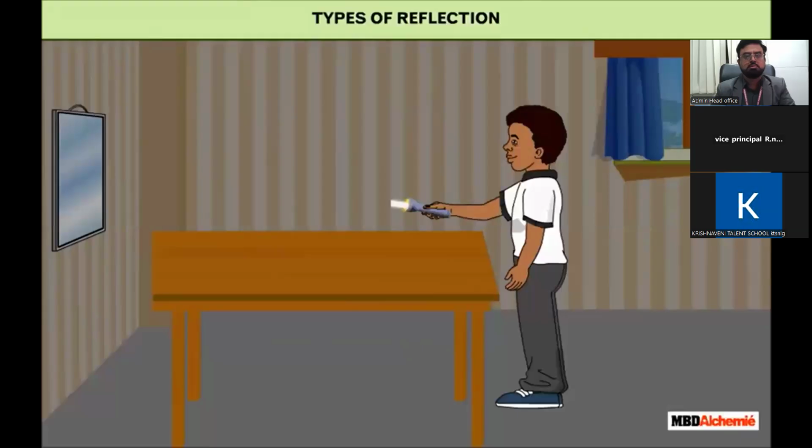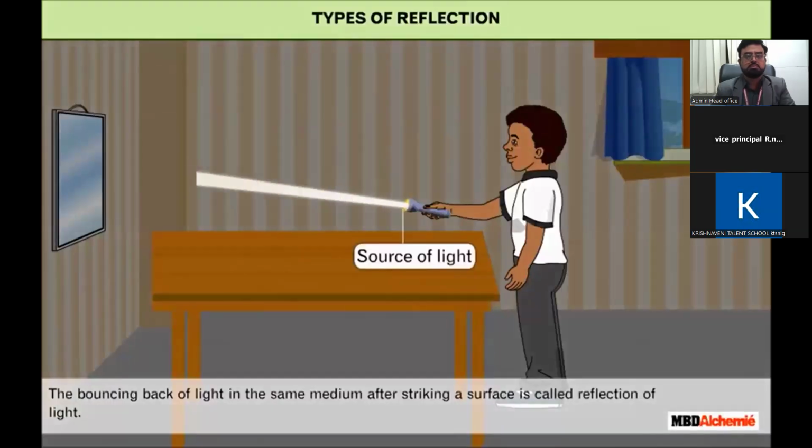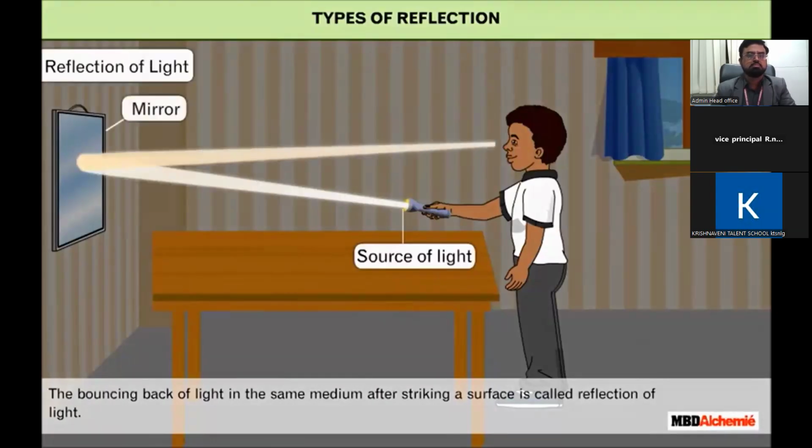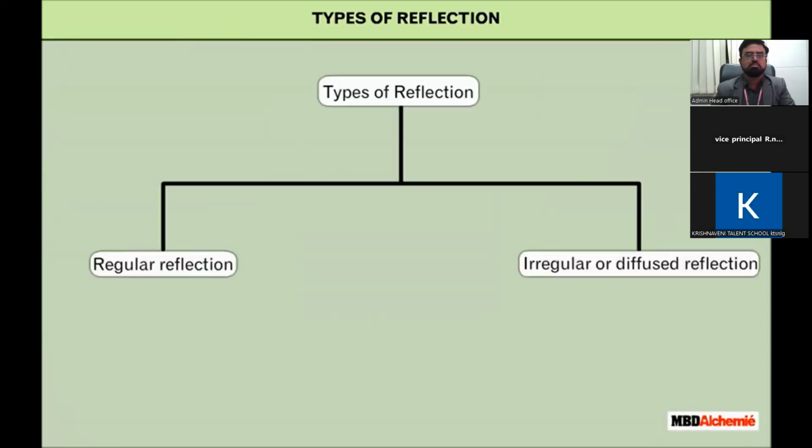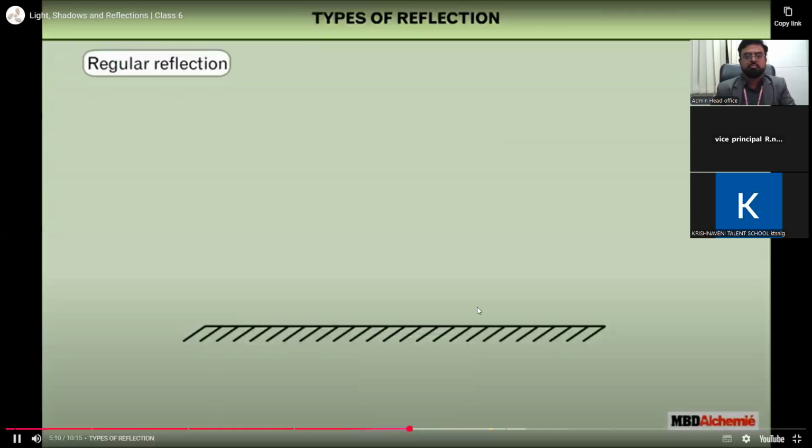Types of reflection. The bouncing back of light in the same medium after striking a surface is called reflection of light. Reflection of light depends upon the nature of the surface, that is, whether the surface is smooth, rough, or shiny. Depending on a surface, reflection of light can occur as regular reflection and irregular or diffuse reflection. Let us see what regular reflection is.